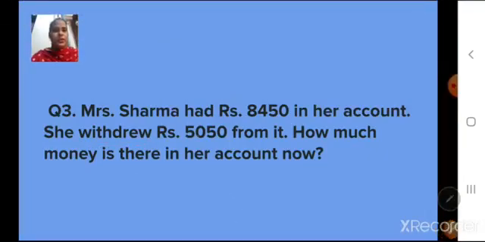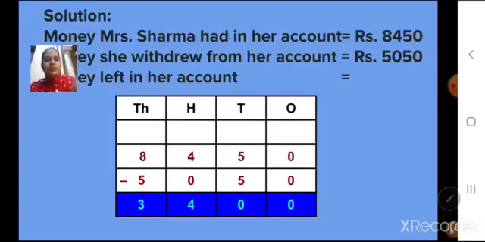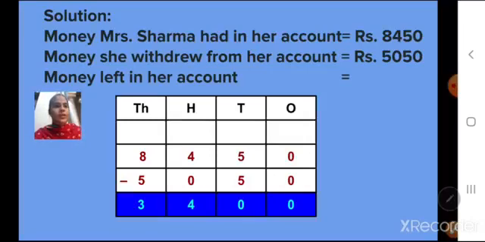Now let us write the statement. Children, first write the question properly, then leave one line, then write the solution. Now the first statement we are going to write is: money Mrs. Sharma had in her account is equal to rupees 8,450. Then money she withdrew from her account, rupees 5,050. And the third statement will be what we have to find out: money left in her account.